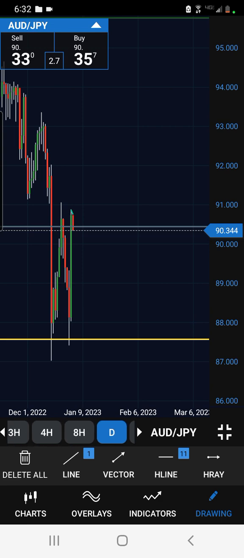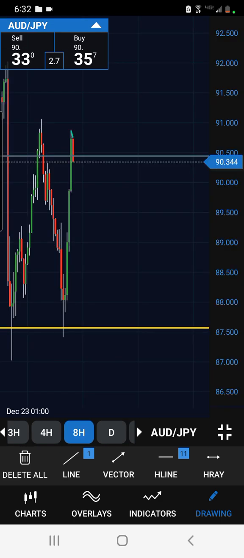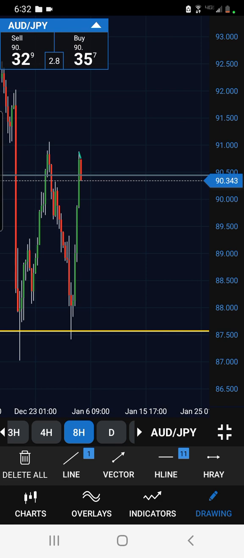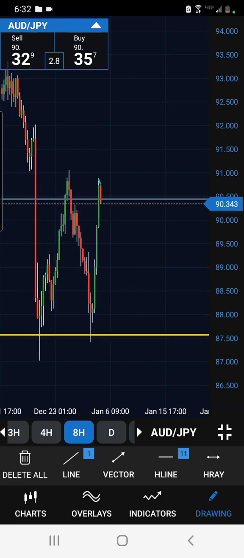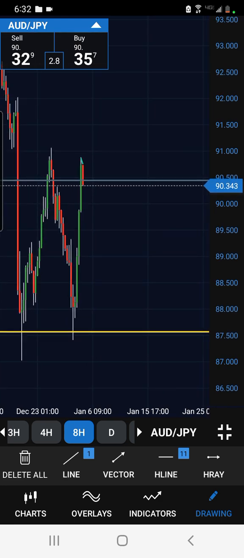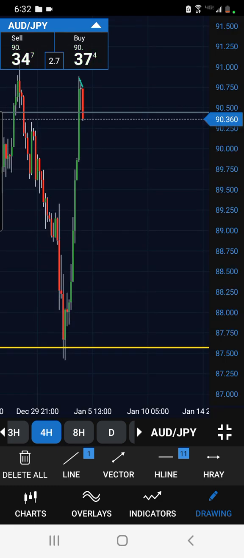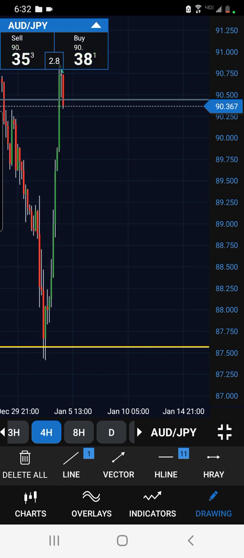So I'm gonna go to the 8-hour time frame, and I'm gonna see what kind of price action I get. As you can see, price is reacting to that gray line, which is resistance, because you have a bearish red candle forming there right now. If you go down the time frame, you see what I'm talking about. That bearish red candle at resistance.